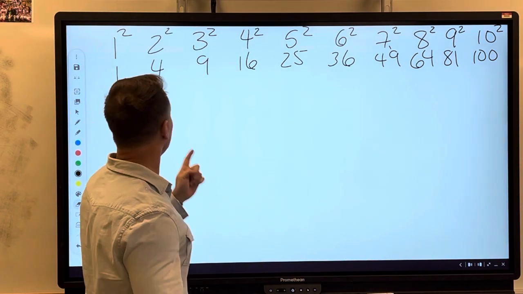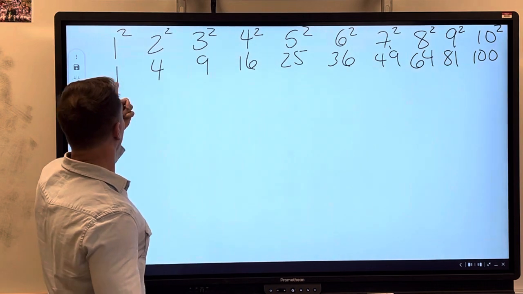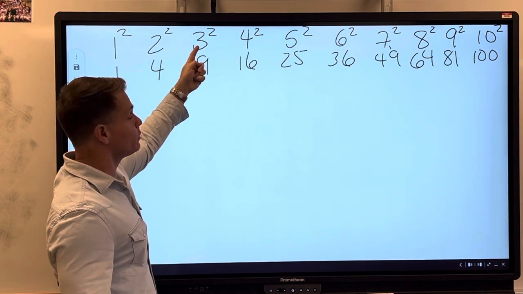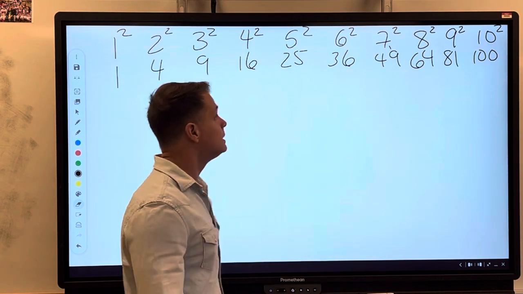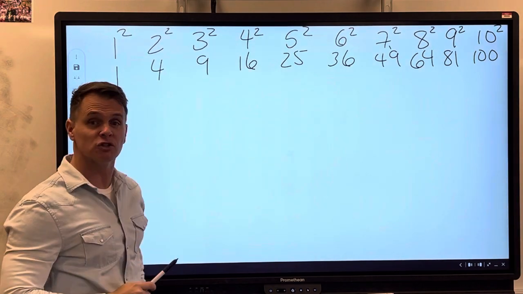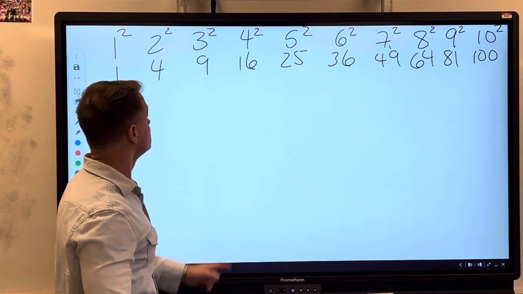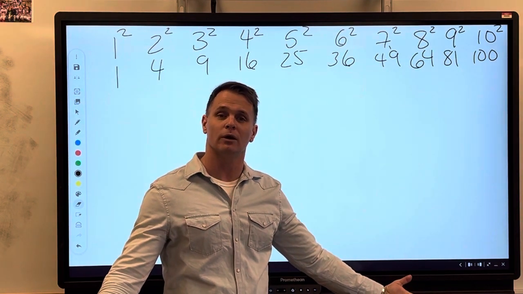Now just as a review, I got some perfect squares up here. 1 squared is 1, 2 squared is 4, 3 squared is 9, 4 squared is 16, 5 squared is 25, and so on. Now the square root of 1 is 1, the square root of 4 is 2, the square root of 9 is 3, the square root of 16 is 4, and so on. A little bit of review of perfect squares.